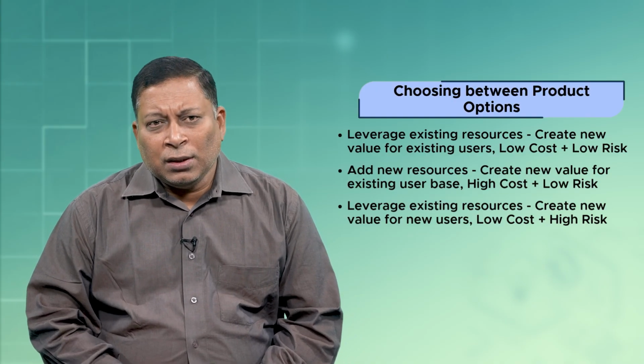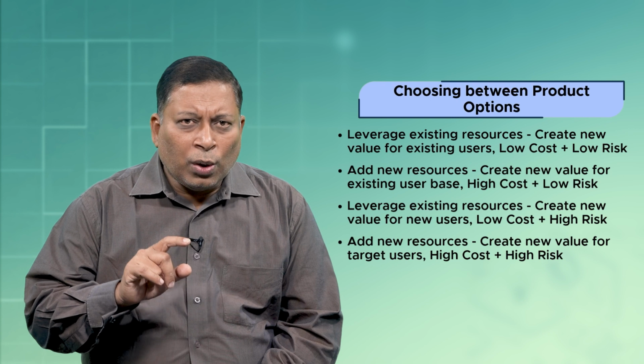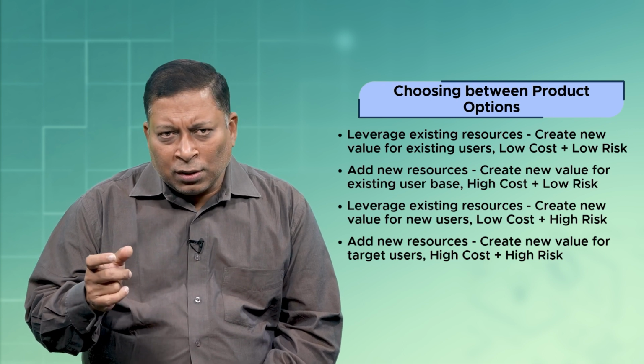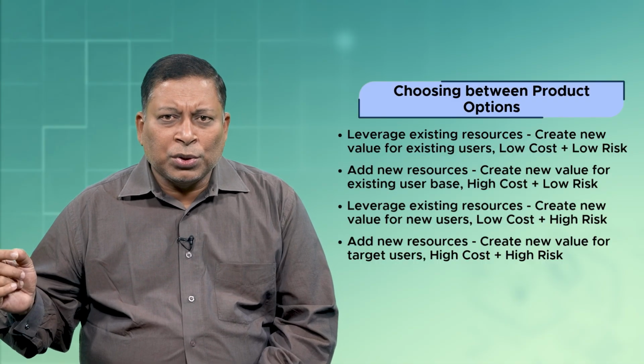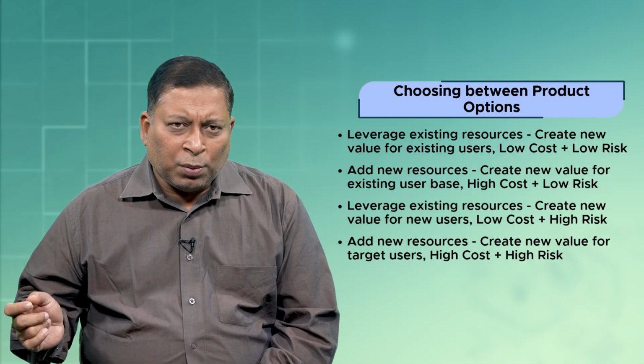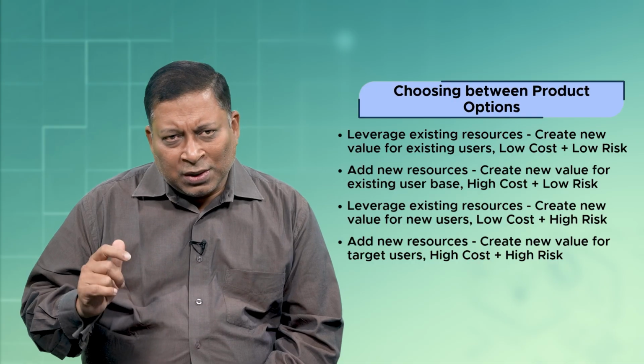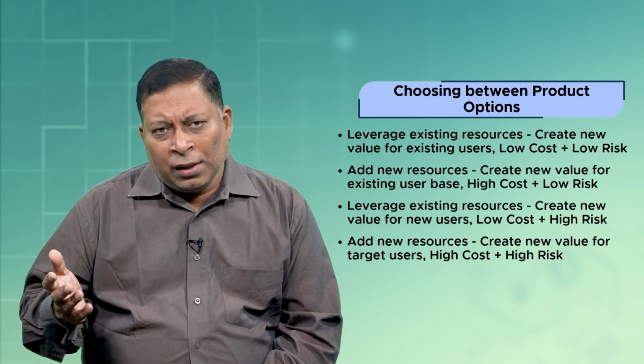The last option is when both are changing: you add new resources and create value propositions for a new set of target users. So, this is an option which is high cost and high risk. If you do a 2 by 2 matrix, we will see how this fits.